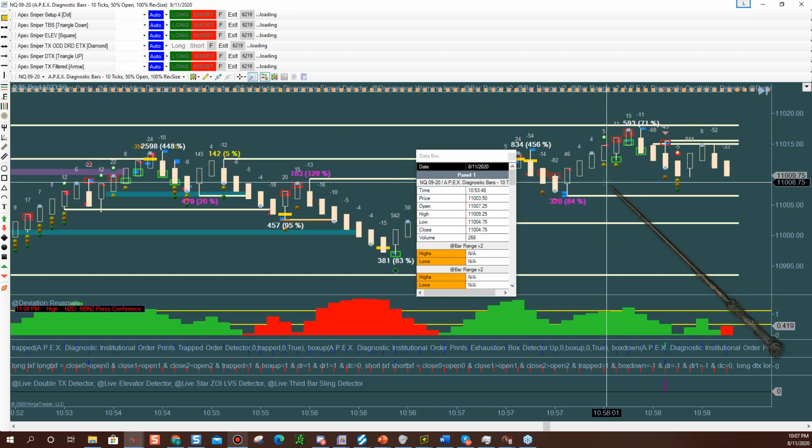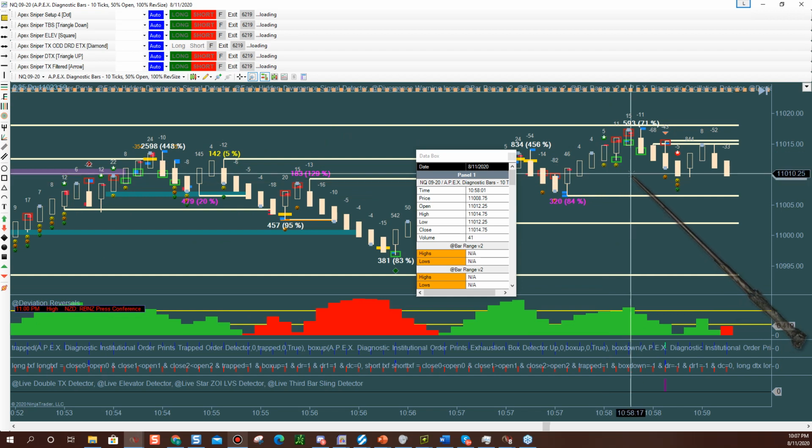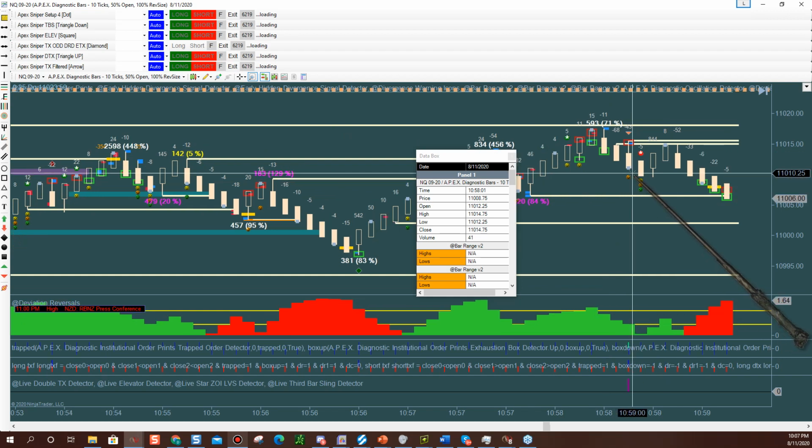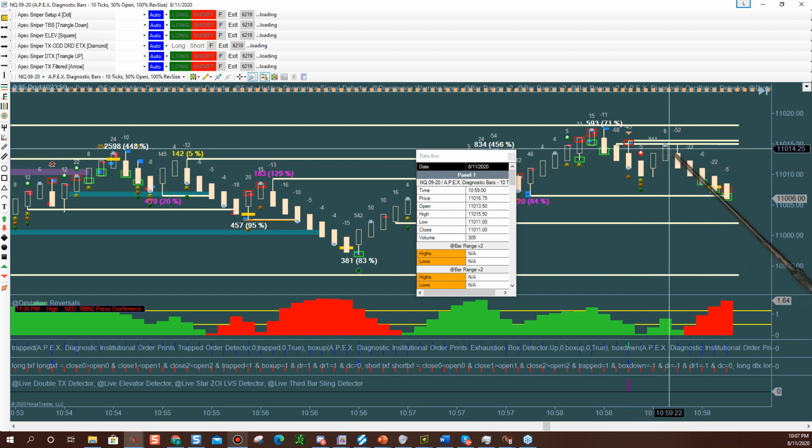And as you go to about 11, and there we have one last trade that was profitable. So we had a third bar swing, came back, gave you a little bit of a heart attack, and then finished out profitable.